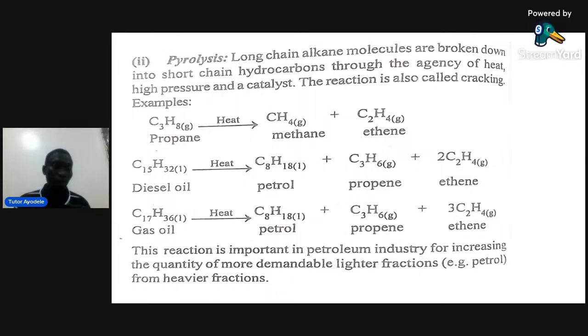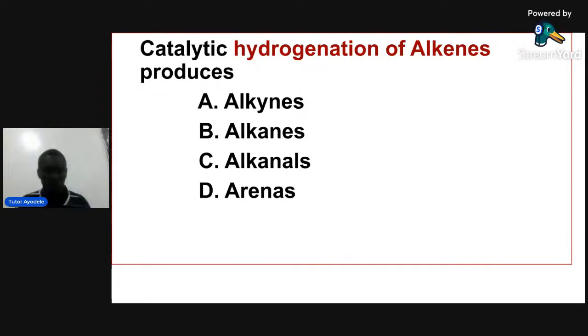But pyrolysis, tell me the difference between pyrolysis and cracking. They are very, very close. Tell me the difference in the comments. Catalytic hydrogenation of alkenes produces that.